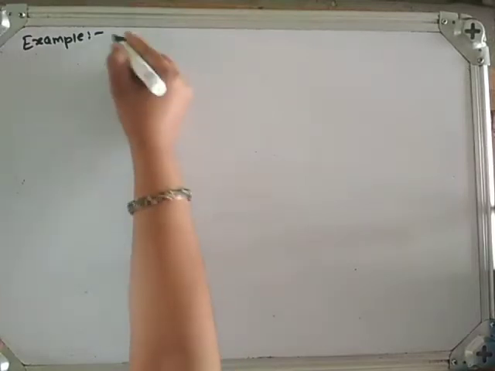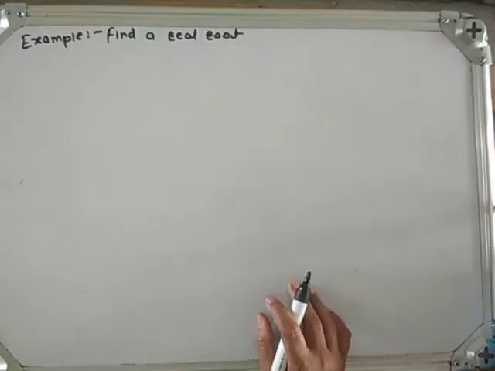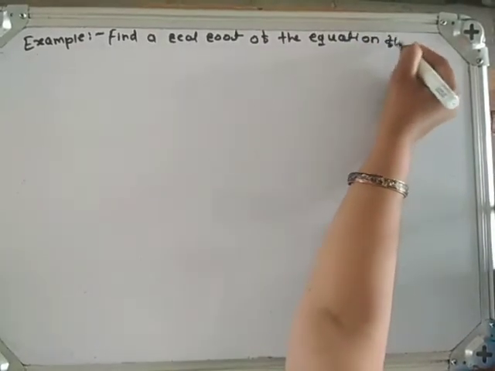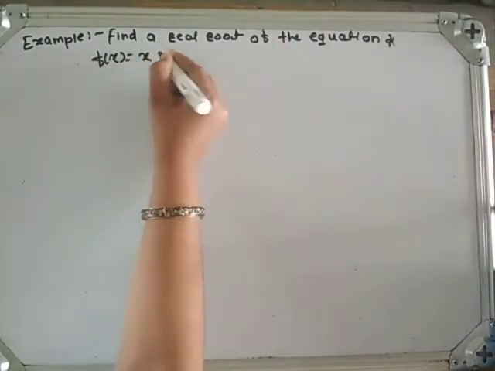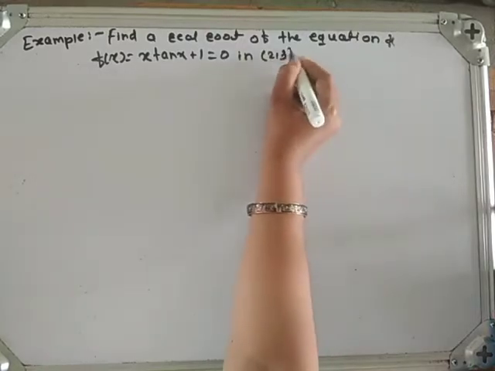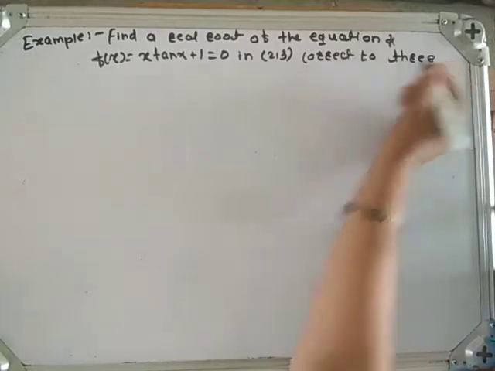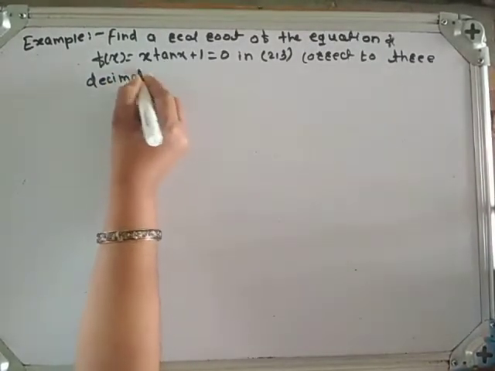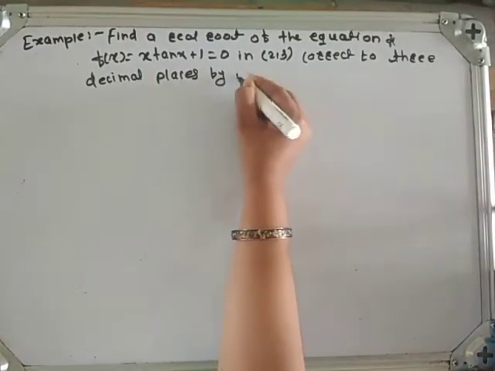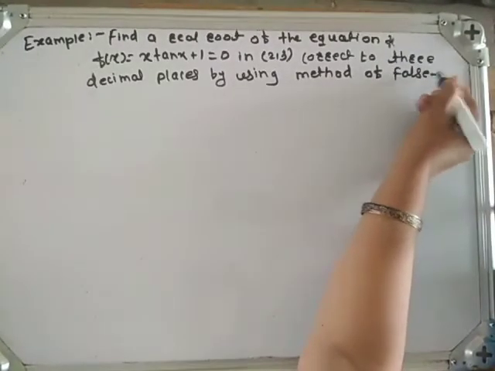Find a real root of the equation f(x) = x tan x + 1 = 0 in the open interval (2, 3), correct to 3 decimal places, by using the method of false position.